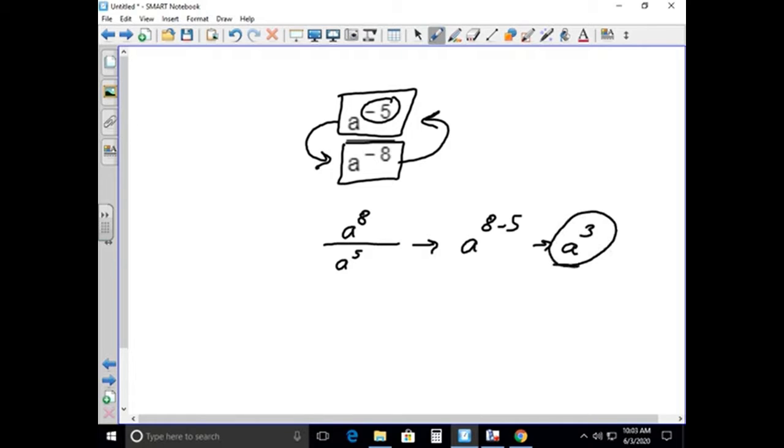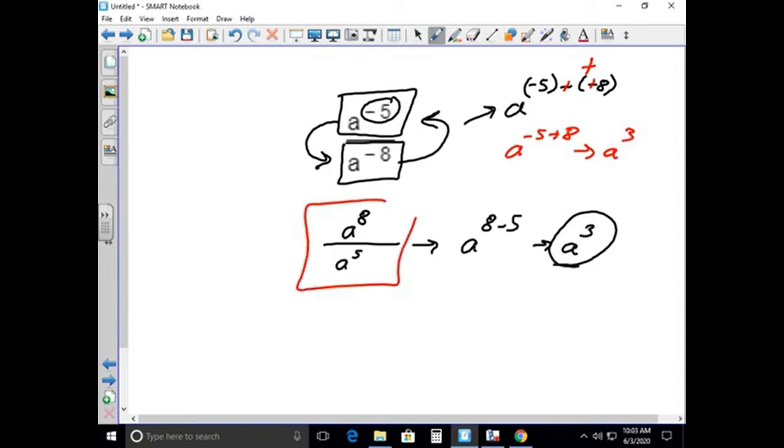Now we could have done that without getting rid of the negative exponents first. We could have used our quotient rule here. We're dividing. We have the same bases. So we could take the exponent on top minus the exponent on bottom. Notice minus a negative makes a positive. So we have a to the -5 plus 8, which is still a to the 3rd. So either way you want to do that is fine. I did it this way just to illustrate, again, that negative exponents mean that that factor is on the wrong side of the fraction bar.